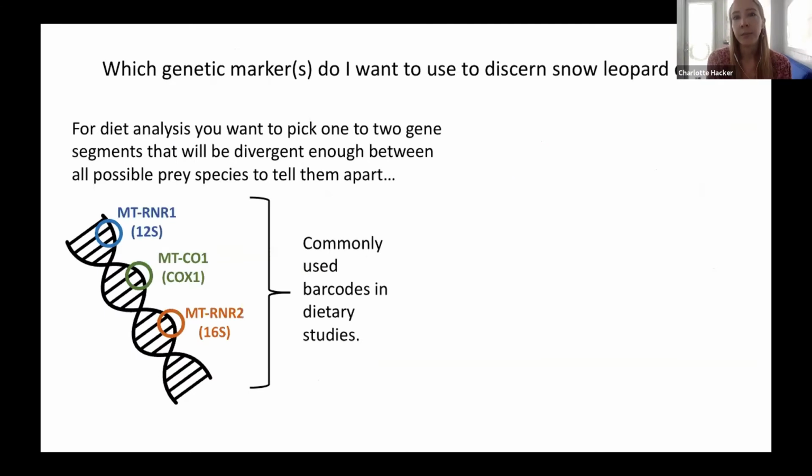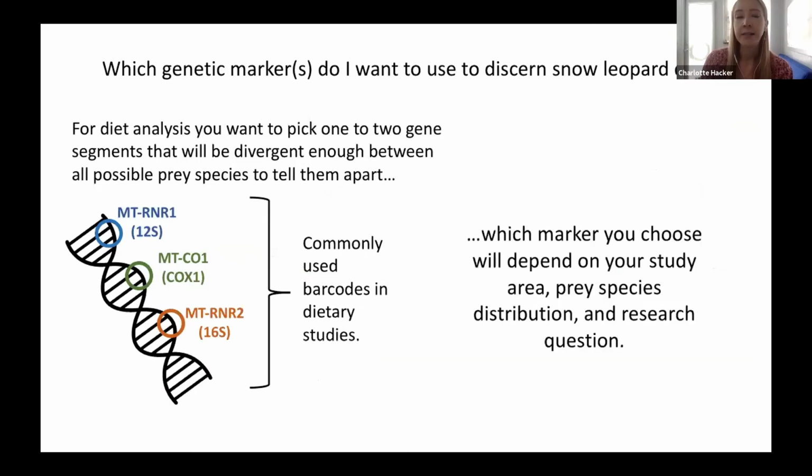And then you need to ask yourself which genetic marker you're going to use to discern snow leopard diet, or which barcode you're going to use. There are several commonly used barcodes. Some of the ones in dietary studies include markers like 12S, COX-1, and 16S. And remember, you want to pick 1 to 2 gene segments that will be divergent enough between all of your possible prey species to tell them apart. The marker that you ultimately choose is going to be highly dependent on the question that you're asking, what prey species are available in the habitats you're investigating, and your overall study area.